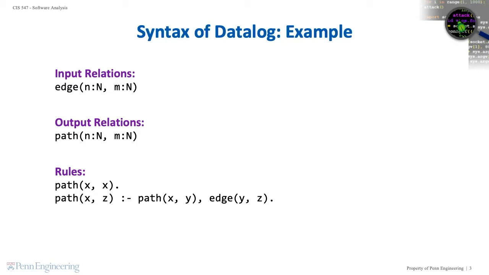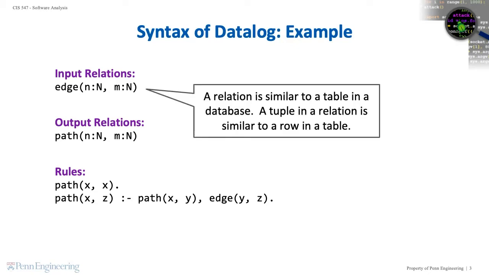A Datalog program's inputs and outputs are defined in terms of relations, which are declarative statements that some number of objects are related in some way. A relation is similar to a table in a relational database, and a tuple in a relation is similar to a row in a table. It asserts that the relation holds among some number of objects.